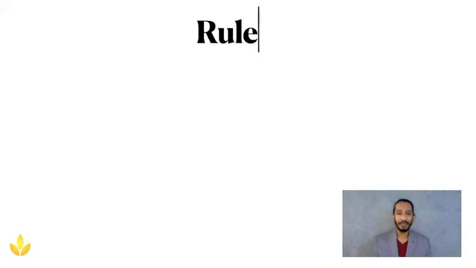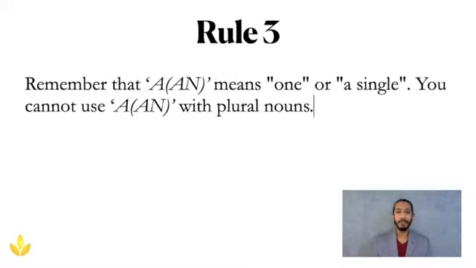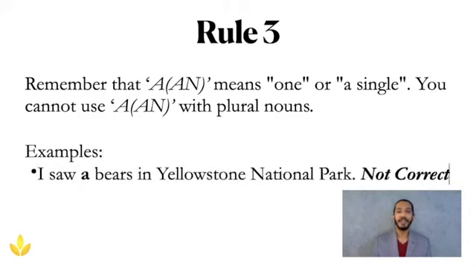Rule number 3. Remember that a or an means one or single. You cannot use a or an with plural nouns. For example, I saw a bears in the Yellow National Park.